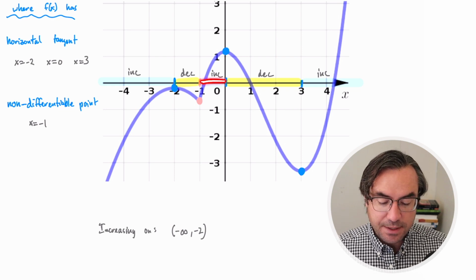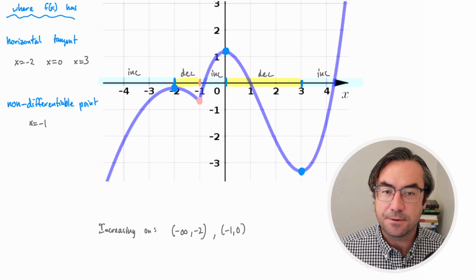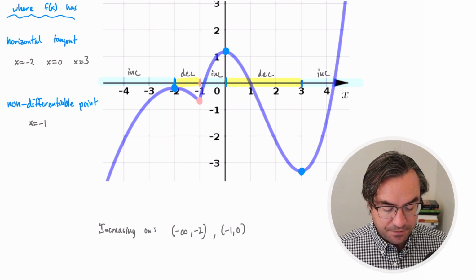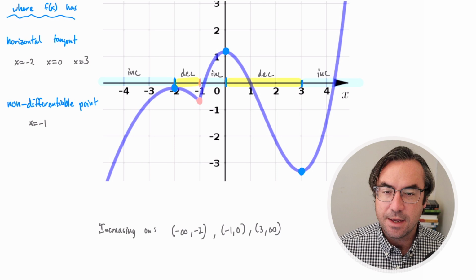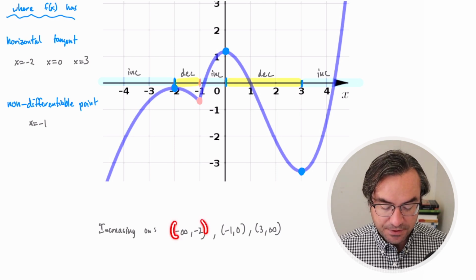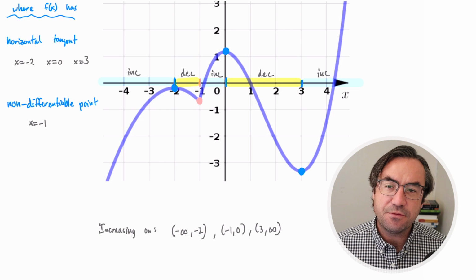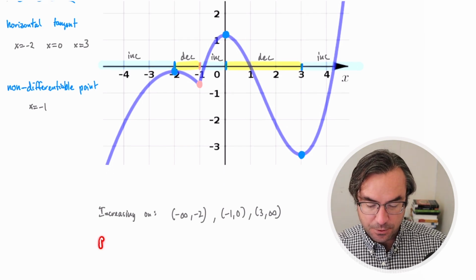Then we found in between -1 and 0. It's increasing there. And then finally, from 3 onwards, so 3 to infinity, is another interval of increase. And we're using open intervals, which means we're using parentheses at the endpoints. And then we found it was decreasing. There were 2 intervals that we found. So let's write those out.